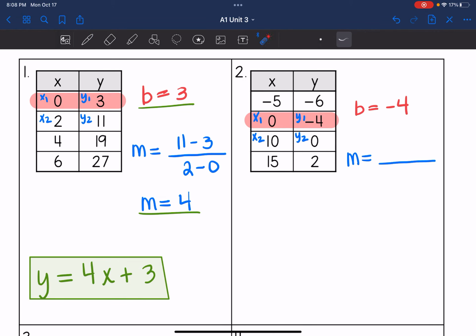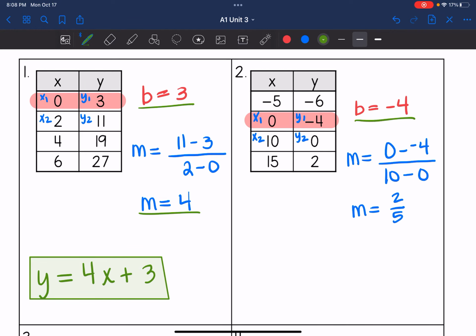Okay, so on top, we want the differences of the y's. So let's do 0 minus negative 4. I wrote it like this, minus negative, so we can see the difference. Now the difference in the x's. That'll be 10 minus 0. Type it into the calculator exactly like that with the minus negative and everything. And you should get, it's a fraction, 2 over 5.